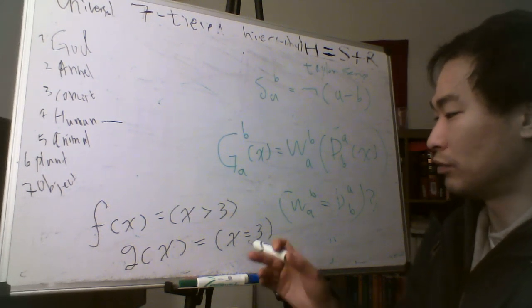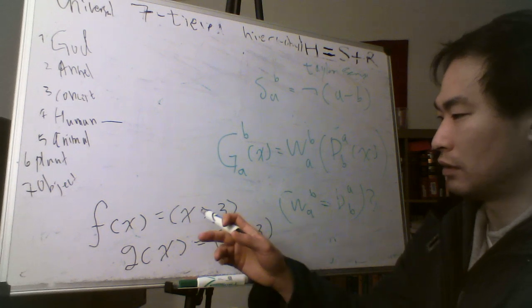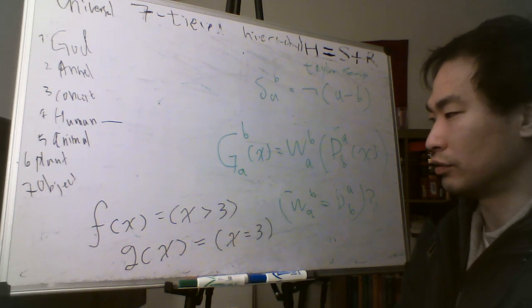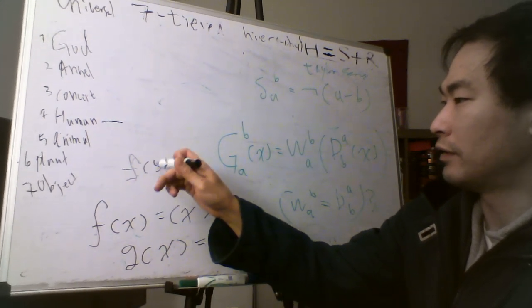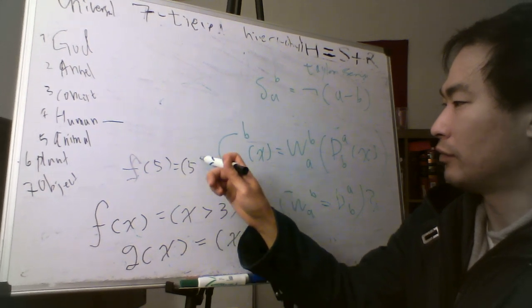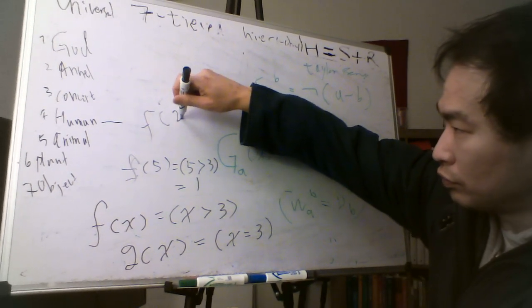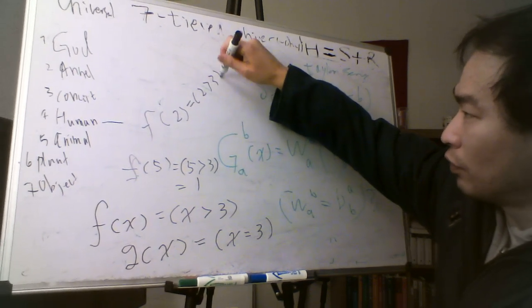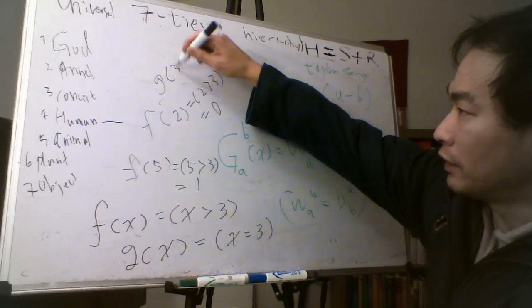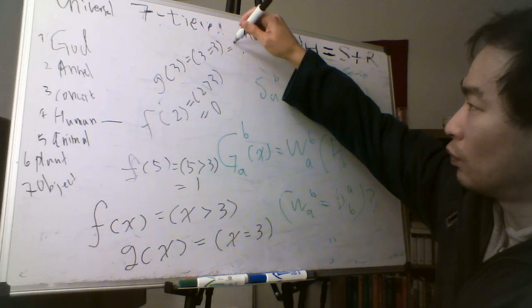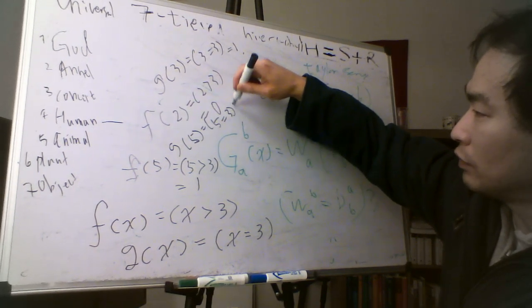Yeah, it's a Boolean function. If x is 3, then it's true, 1. If x is not equal to 3, false. If x is bigger than 3, true. So f(5): is 5 bigger than 3? Yes, 1. f(2): is 2 bigger than 3? No, then it's 0, false. Likewise, g(3): is 3 equal to 3? Yes, 1. g(5): is 5 equal to 3? No, 0. So that's a Boolean function.